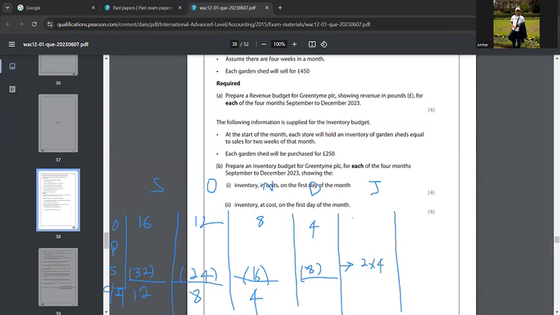So in the question paper, they are saying each store will sell two garden sheds a week in Jan 2024. So 2 garden sheds a week in Jan. So 4 weeks for January. So 2 into 4, which is 8, right? Yeah, 8.